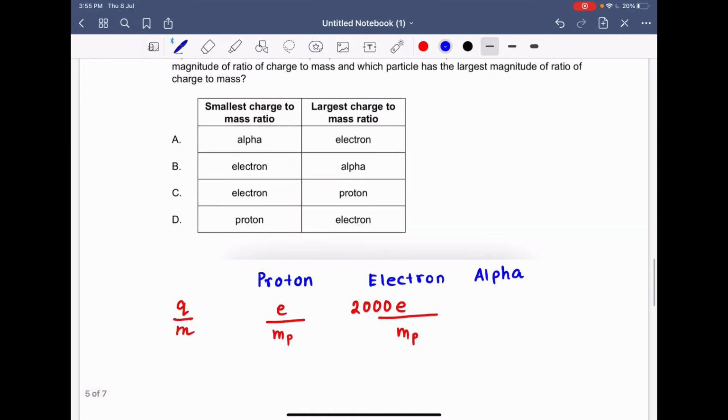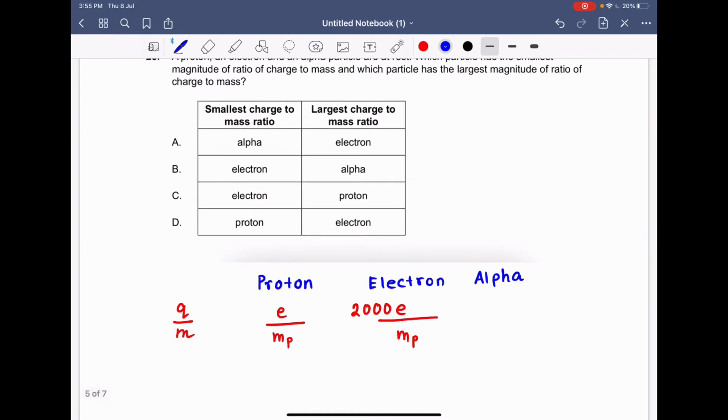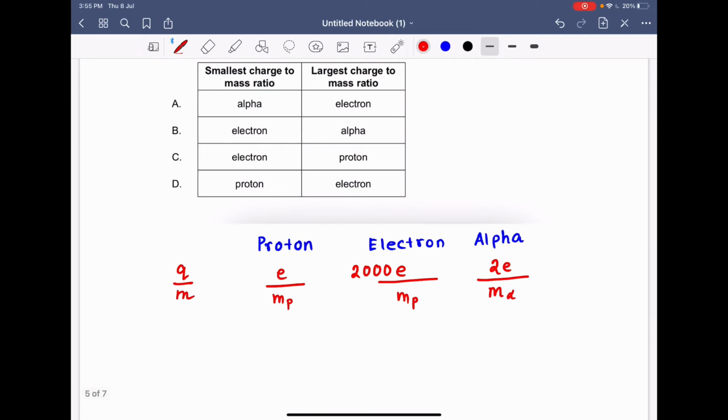Now we need to find it out for an alpha particle. We know that for an alpha particle the charge will be 2 units. So this will be 2E divided by the mass of the alpha particle. The mass of the alpha particle is actually 4 times the mass of the proton. So in place of m alpha, the mass of the alpha particle, I am substituting 4 times the mass of proton.